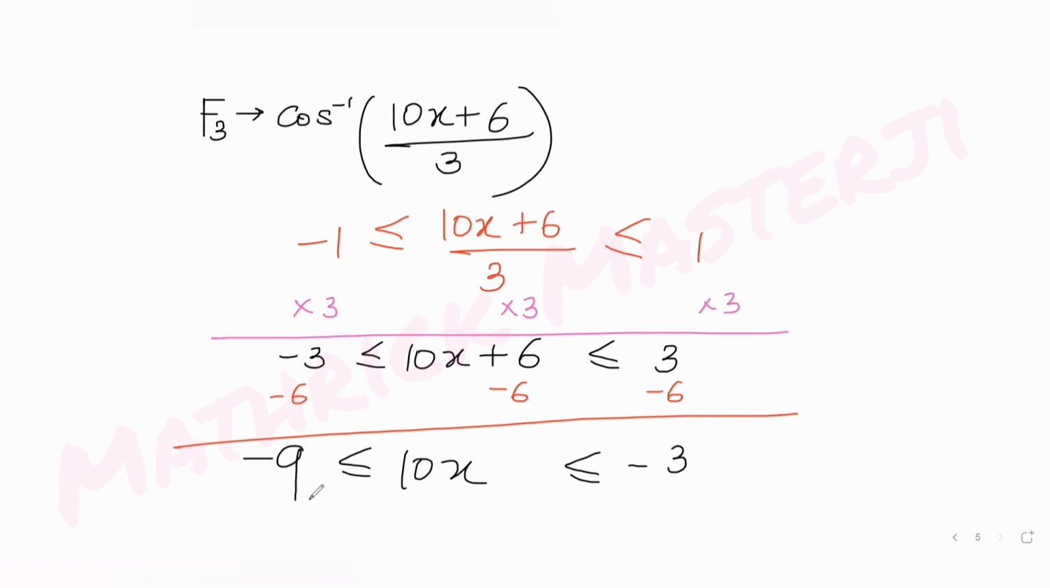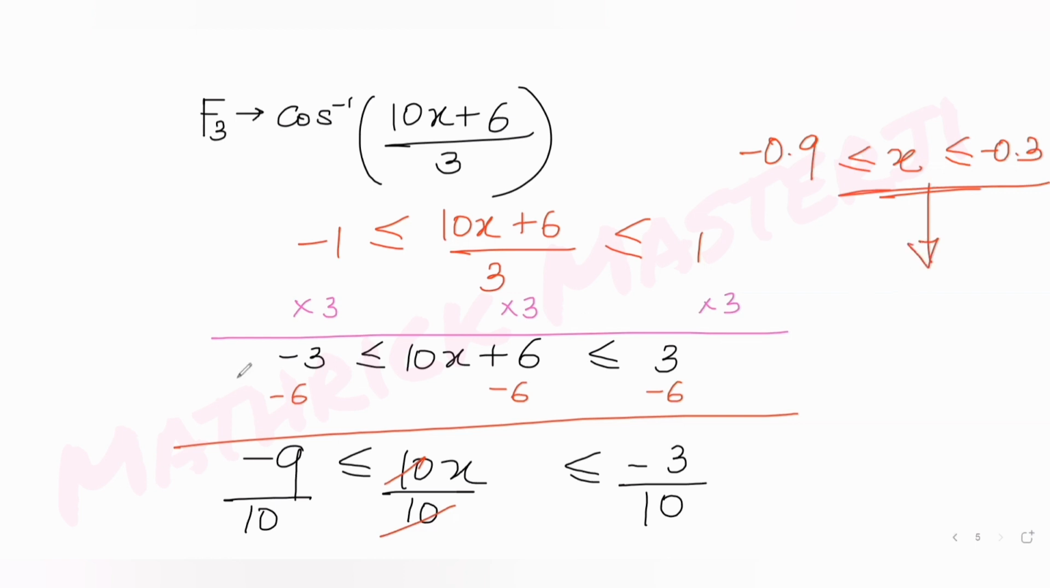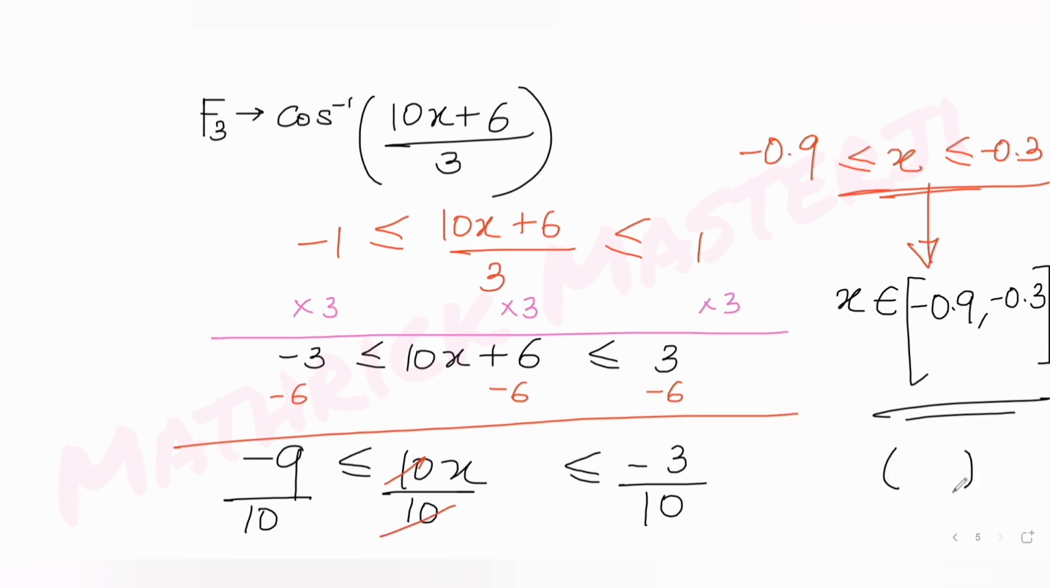Now, once you have this, you divide throughout by 10. So you get this 10 eliminated, and you get only the values of x. So you get the values of x lying from minus 0.9 to minus 0.3. So for the third part, your solution goes from minus 0.9 to minus 0.3, and again a closed interval. If it is in between, we have an open interval, which is shown by this bracket, right? So we have solutions of all the three parts of the function.